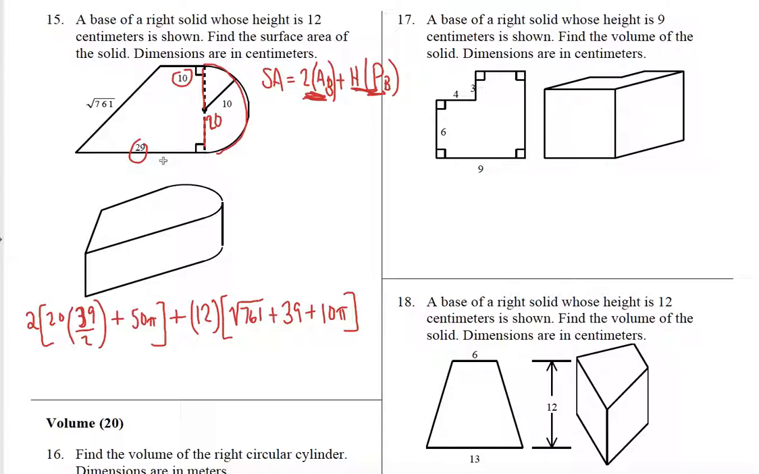So now all we have to do is simplify. No big deal, right? So we can start to cancel a couple things over here. This 2 and this 20 would cancel, so I would have 10. So I'd have 390, and 390 times 2 is 780, I think. And then 2 times the 50 pi, if I distribute here, I get 100 pi.